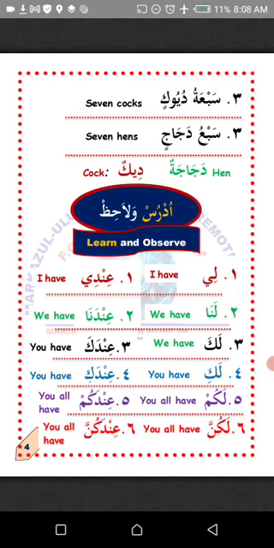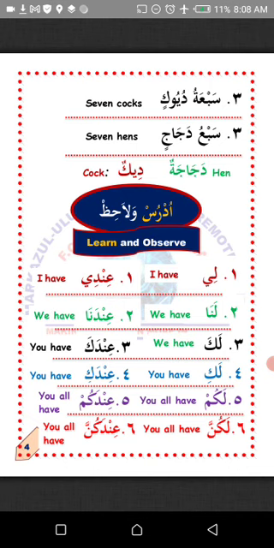7 roosters. So duyuk is the plural form of dikun, and dikun is mudhakkar, not mu'annas. In that case, a feminine number must be assigned. So sab'atu duyukin, 7 roosters or 7 cocks. So talking about the female part, sabu'u dajajin.